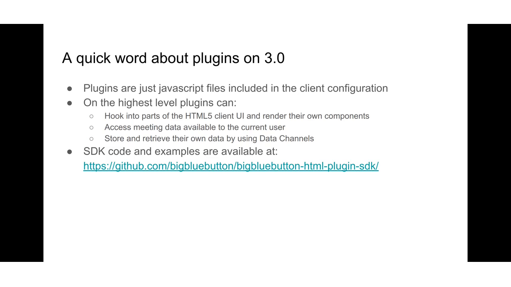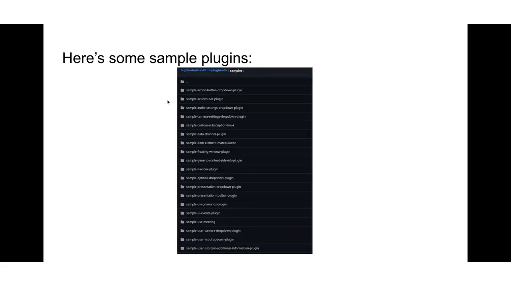And if anyone wants to look at code samples or how the API works, everything is available at this repository, the BigBlueButton HTML5 plugin SDK. If you want to develop your own plugin or just get a sense of how plugins work, all these are samples. Most of the features available on the plugin system have a specific demo. So you can see how you would create a button on the action bar, how you'd create an element on the sidebar, how you'd render something on the presentation area, how you query different kinds of data. So this is indispensable if you really want to develop a plugin for BigBlueButton.